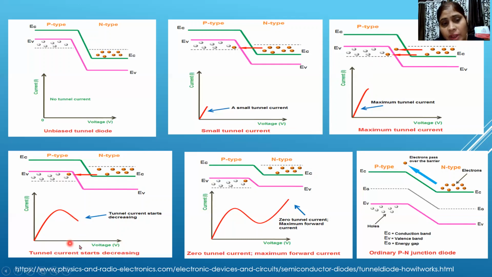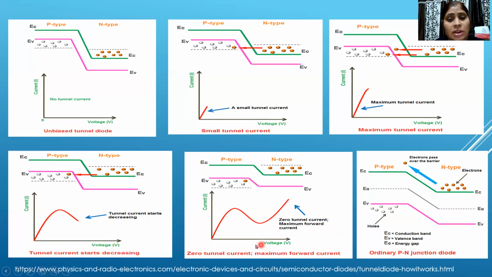So still, if the input voltage is increased again, a level will be reached. This is called the valley voltage. At this valley voltage, very few electrons are moving towards the valence band, so minimum current will be flowing.